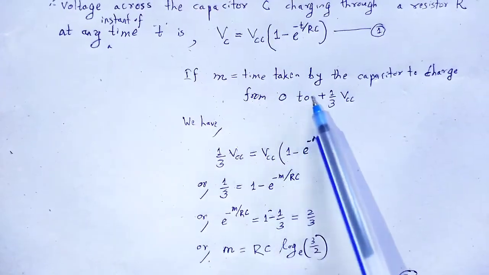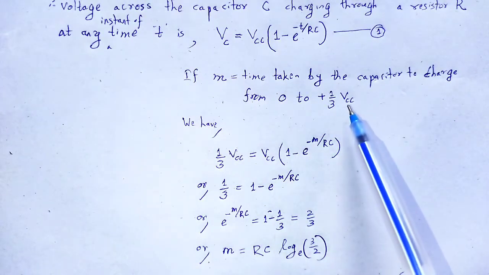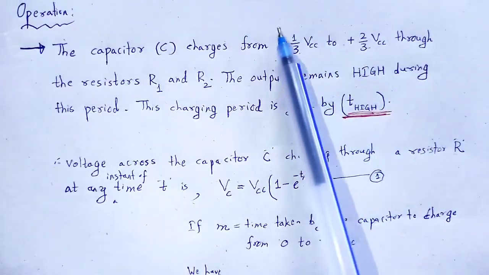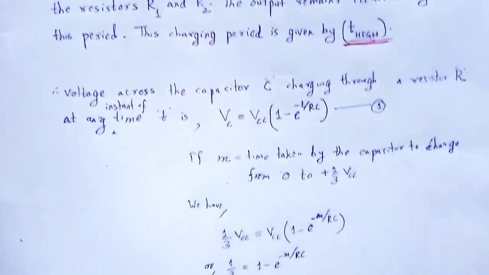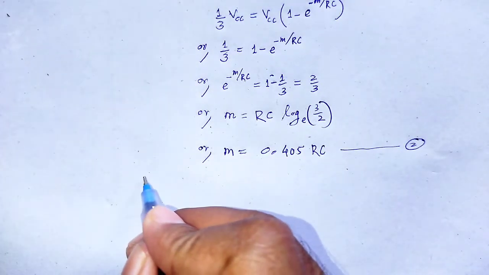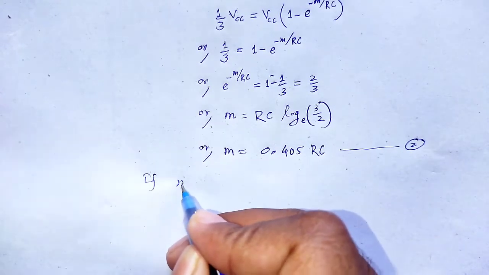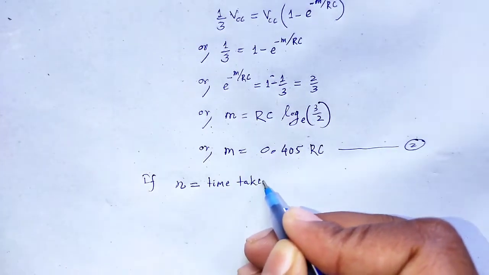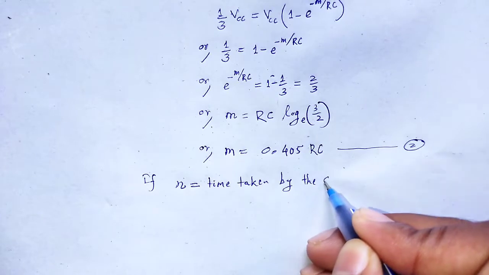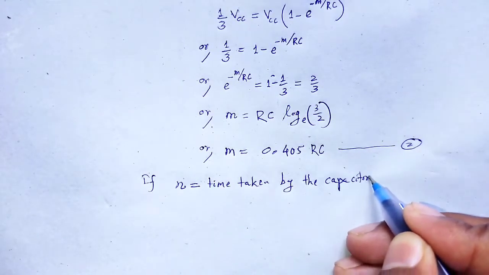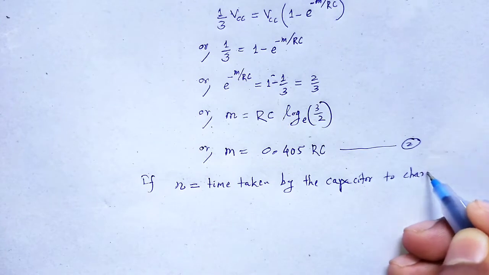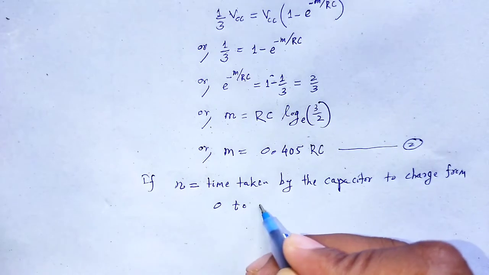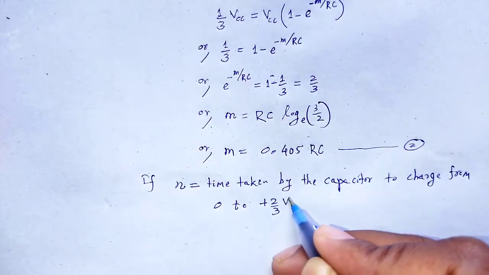This is small m, that is the time taken by the capacitor to charge from 0 to 1 by 3 VCC, but we have to calculate the time period from 1 by 3 VCC to 2 by 3 VCC. Again, small n is the time taken by the capacitor to charge from 0 to plus 2 by 3 VCC.